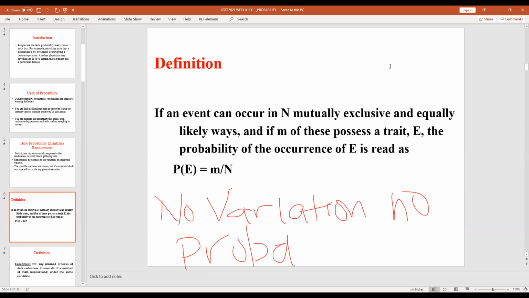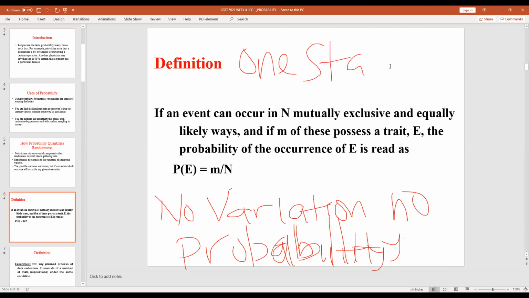Everything is the same. If the same thing happens on different days, then there's nothing to worry about. No probability in that situation, because in a situation where the same thing happens on different days, it means you have only one state of nature. And we live in a world where there is more than one state of nature. That's why we need to find the probability of the occurrence of certain characteristics of interest.